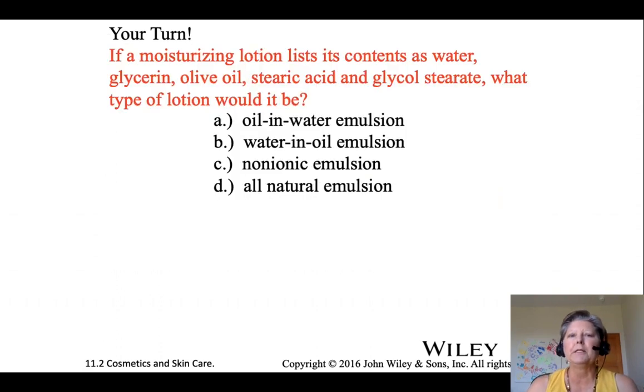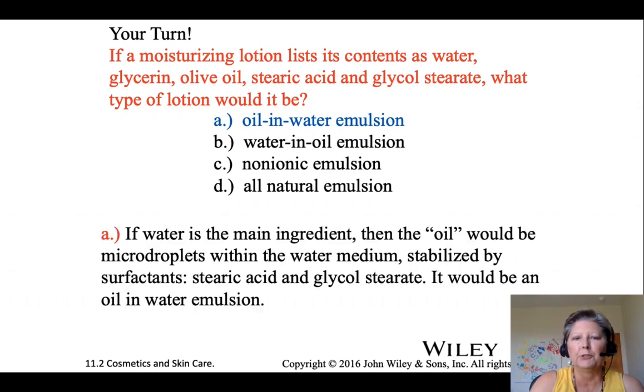If a moisturizing lotion lists its contents as water, glycerin, olive oil, stearic acid, what type of lotion would it be? Now think about it. If the first ingredient is water and then oil, then it must be an oil in water emulsion. That would be A.